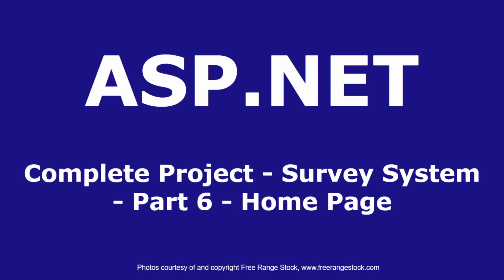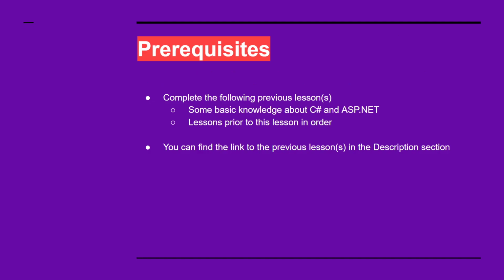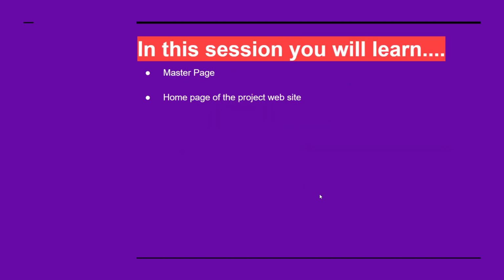Hi everyone, welcome to ASP.NET Complete Project Survey System Part 6, Homepage. This is the continuation of a complete project, so make sure to have a look at the previous lessons. Now we are doing the home page of this system. We'll be using these tools for this lecture, and make sure to look at the prerequisites before you do this lecture. In this session we are creating the master page for the website. Also we are going to create the home page for the project.